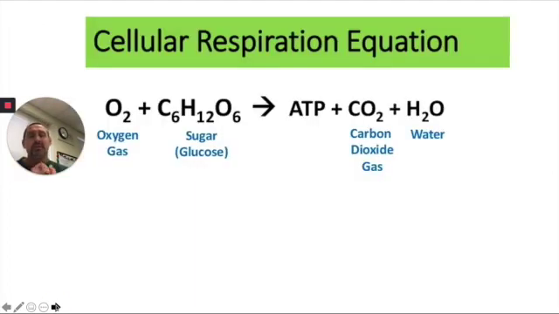This formula you've probably seen before, but you've seen it in the context of photosynthesis, going in the opposite direction. So here we have carbon dioxide and water, which in photosynthesis are inputs, but now these are the waste products of breaking down sugar in the presence of oxygen.